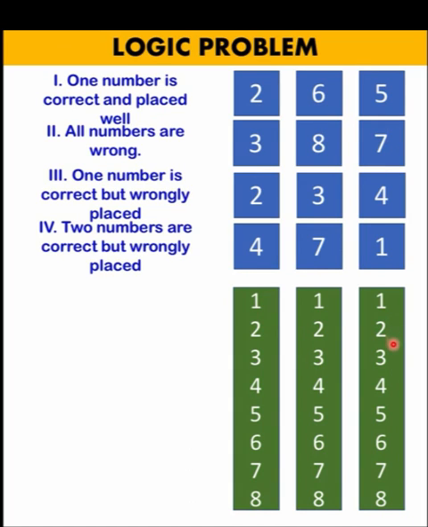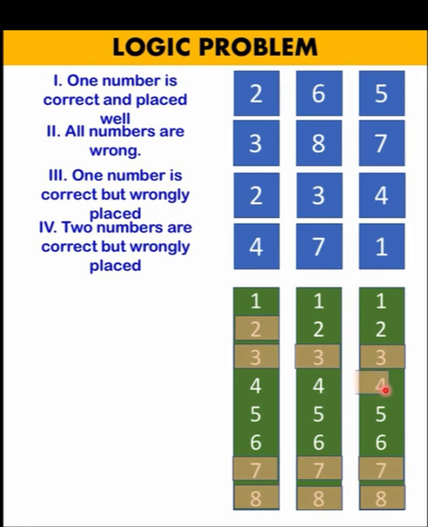At this point, it is best to eliminate first those numbers that we know are not solutions to our puzzle. So let's go to the second statement. All numbers are wrong. So we can eliminate this 3, we can eliminate the 8s, and we can eliminate the 7s. Based on statement number 3, one number is correct but wrongly placed. So 2 could be correct, but if 2 is correct, it should not be in the first column. So we can eliminate 2 in the first column. 3 is already eliminated here. And then 4 should not be in the last column based on statement number 3.